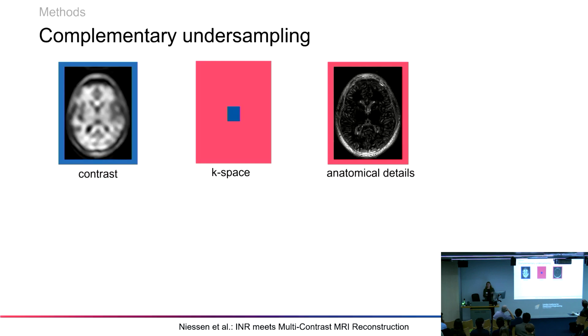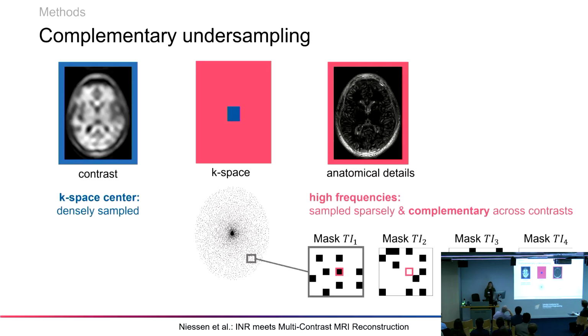This means that to accelerate multi-contrast MRI sequences, we sample the K-space center densely to have the contrast information for all the different contrasts. Then for the higher frequencies, we can sample more sparsely and complementary across contrasts. With complementary, I mean that if a K-space point is sampled, for example, in the mask for TI1, then this point is less likely to be sampled in the other undersampling masks.